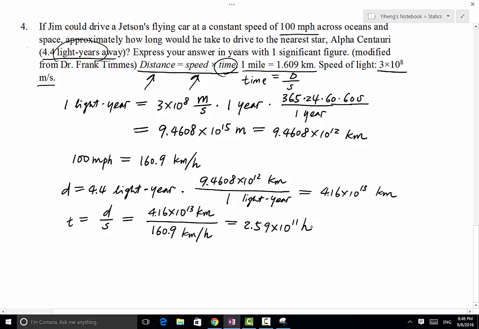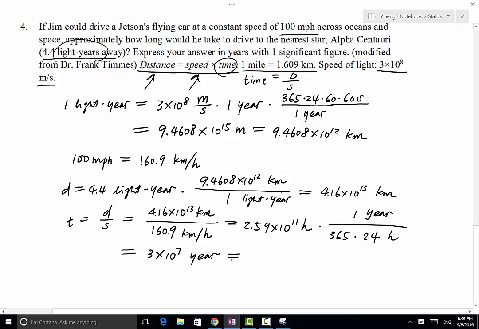And then you can convert hours into years. So the same thing. You want to have 1 year on the numerator. On the denominator, 1 year is 365 multiplied by 24 hours in a day. Therefore, hour and hour cancel out. What's left is year. That'll be 3 times 10 to the 7th power years.